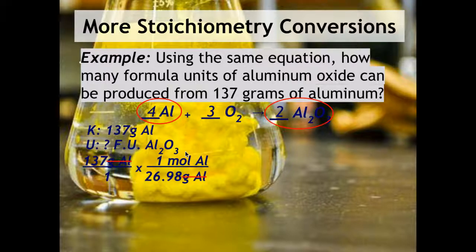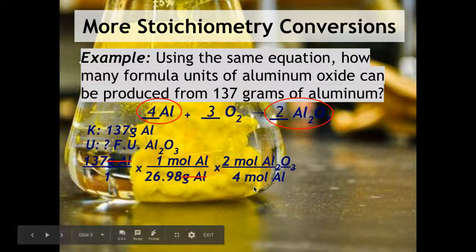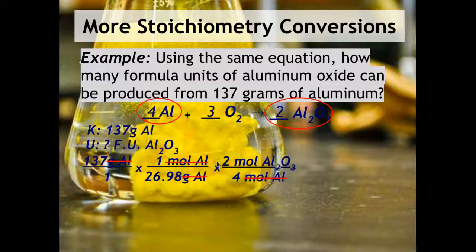Now, since I have moles of aluminum, I can use my mole-to-mole ratios to give me what my target is. My target is aluminum oxide. So for every 4 moles of aluminum, there are 2 moles of aluminum oxide produced. 4 moles of aluminum must go on the bottom. Why? Because they have to cancel out. Moles on top, moles of aluminum on bottom. That cancels out. You're left with 2 moles of aluminum oxide. Is that what I'm looking for? No, I want FUs of aluminum oxide.